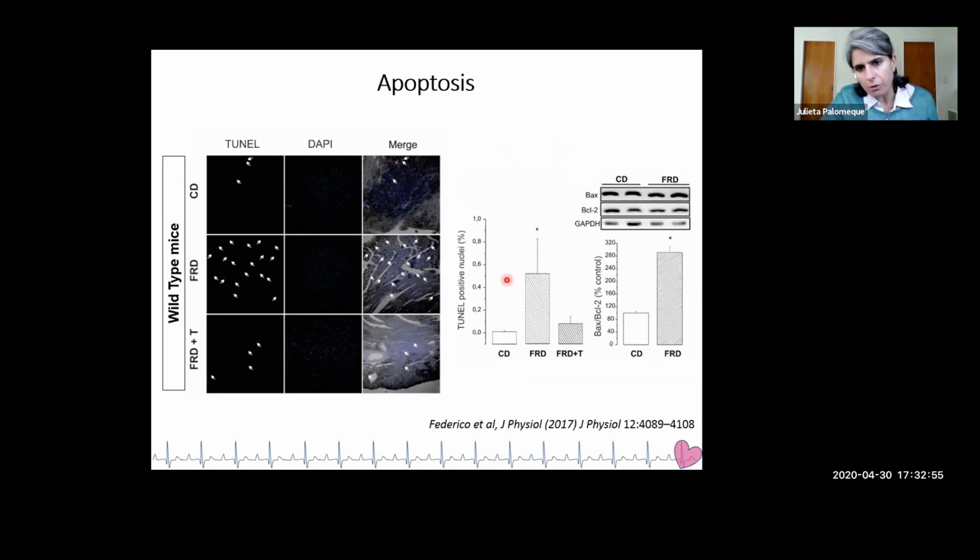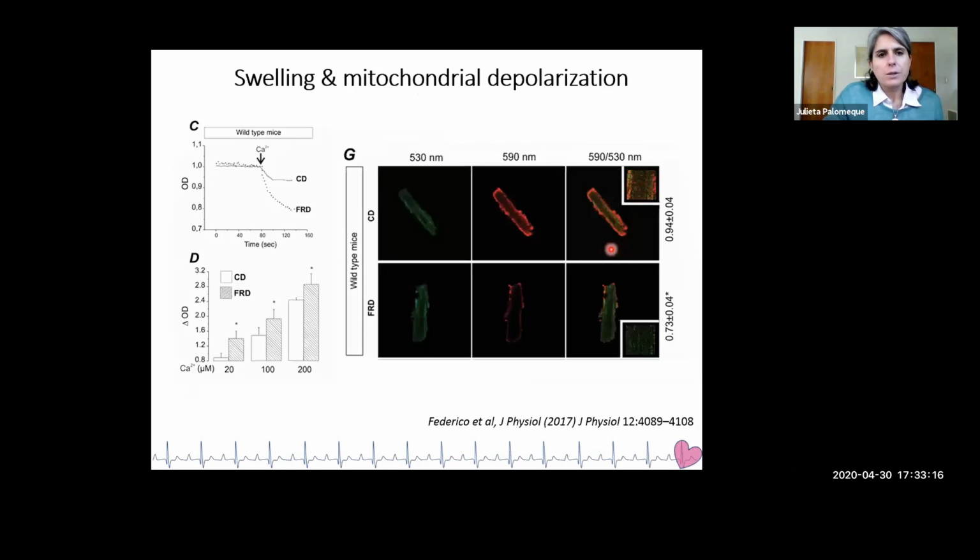So here are the overall results of this photograph. And we also measured apoptosis by the BAX-BCL2 ratio, and we could confirm that pro-apoptotic proteins are increased over the anti-apoptotic proteins. So taking in mind that mitochondria are involved in this apoptosis, we measured mitochondrial swelling in isolated mitochondria from fructose-rich diet mice, and we can see that there is an increased swelling in these mitochondria.